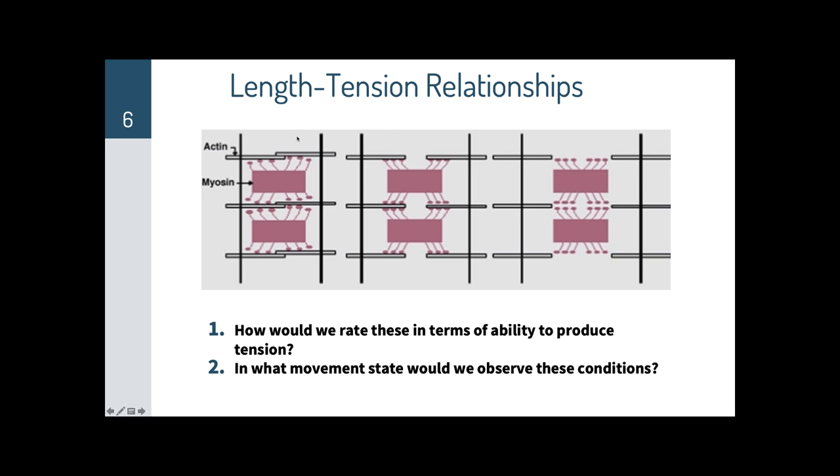Now, something we have to think about is the length at which actin and myosin are oriented. So let's look at this section over here. We have the Z-line here, we have the actin. This would be the myosin, and this would be the myosin head. Now, because the Z-lines are so far apart from one another, we can see that there are no myosin heads interacting with actin. And this is problematic because if the length is too far, then there's no tension being produced.